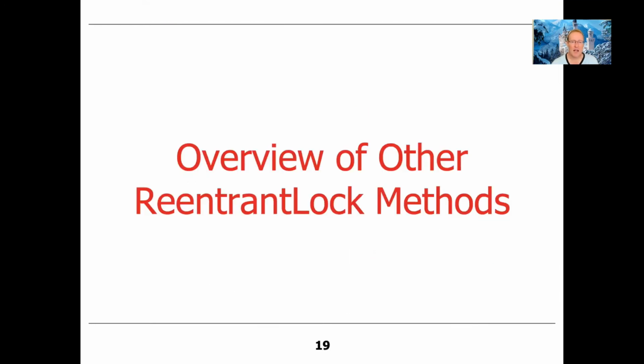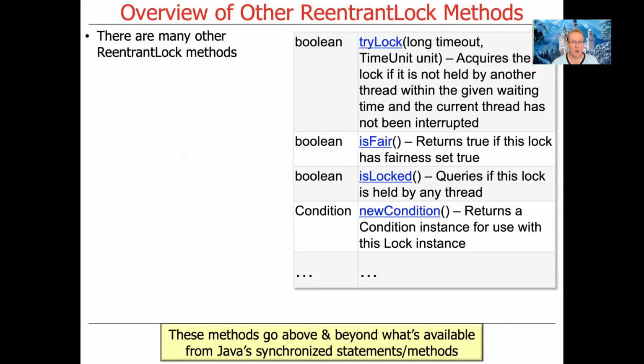And that, of course, is the semantics given by virtue of the fact that ReentrantLock is a reentrant mutex. Now, it turns out that there's also a bunch of other ReentrantLock methods that do things well above and beyond what you get with the classic Java synchronized statement and synchronized block. So here are some of the interesting methods. There's actually a whole bunch more that we're not going to talk about, but these are the key ones.